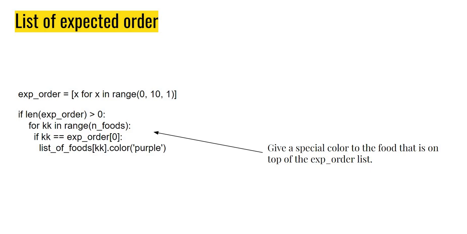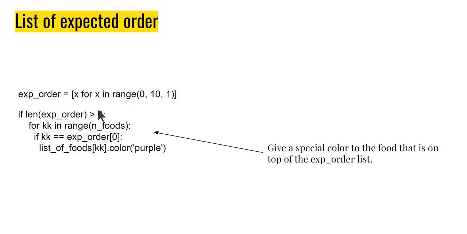So let's see how we do this. The list of expected order, I called it order earlier, but I'm going to call it expected order. Basically, I'm just going to create a list between 0 and 10. Now, this is a list comprehension. All we are saying is, look, go in the range 0 to 9, going step 1, and create a list expected order.